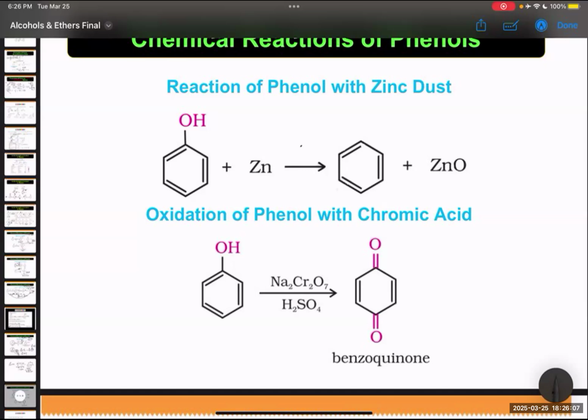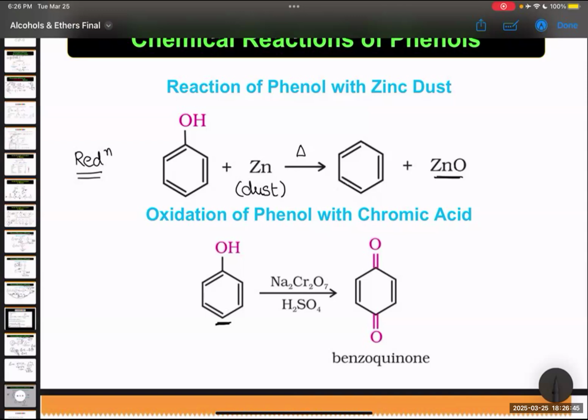By heating with zinc dust. Zinc being a good reducing agent will reduce the benzene ring and take away the oxygen, you will end up with zinc oxide. So this is reduction of phenol. You are removing the oxygen. If you are putting more oxygen, that is oxidation of phenol. So this is basically oxidation of phenol.